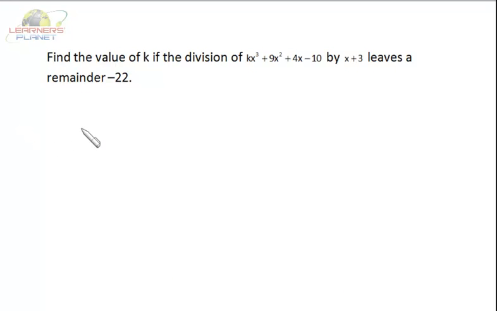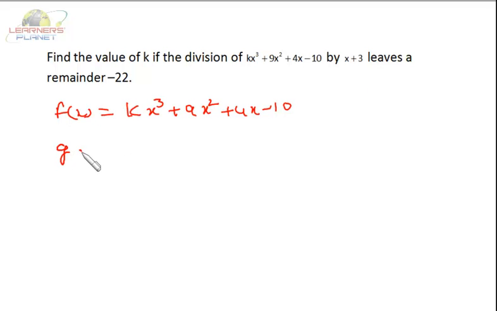Now let's see this question. Find the value of k if the division of this expression by x plus 3 leaves a remainder minus 22. Now further we are going to apply remainder theorem. We are going to divide this expression by this expression. Okay, so let's assume this to be f(x). So f(x) is kx cube plus 9x square plus 4x minus 10, and this is g(x). It is x plus 3.